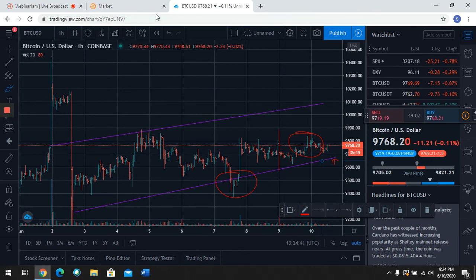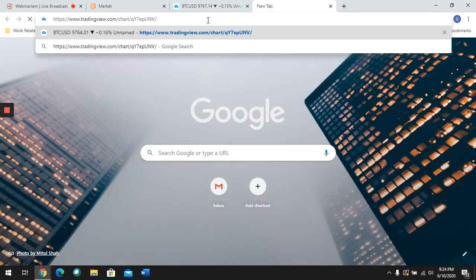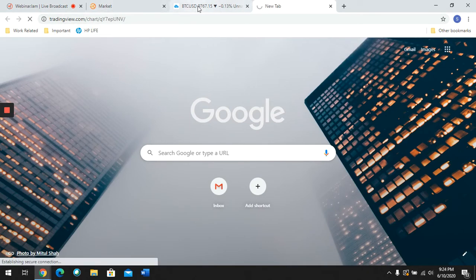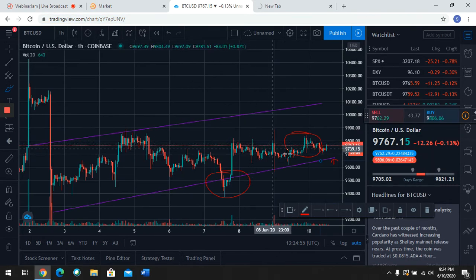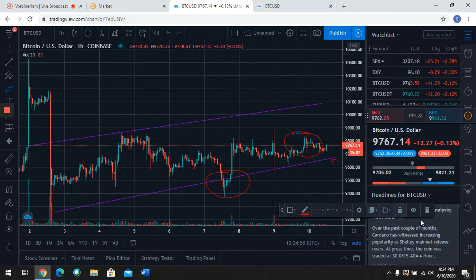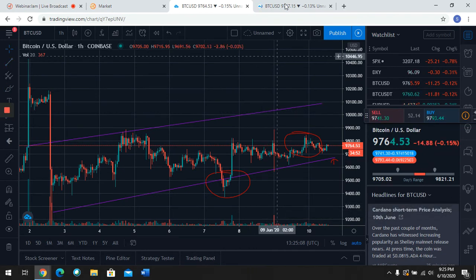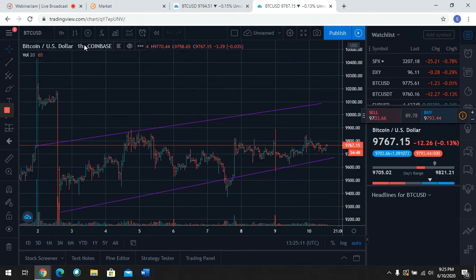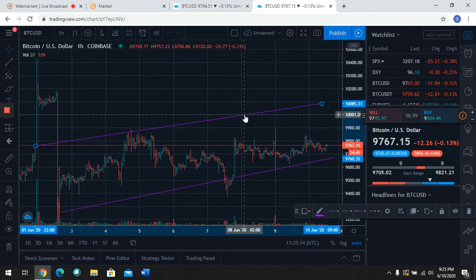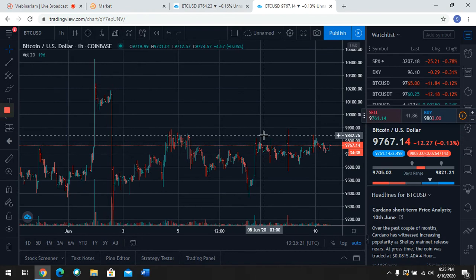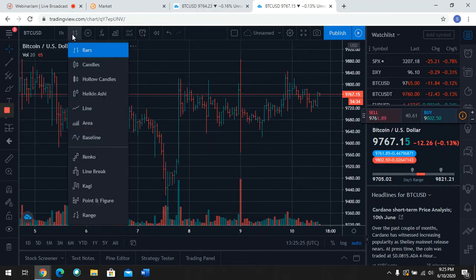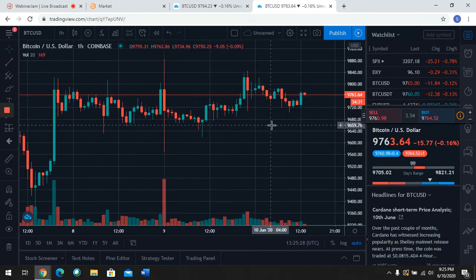Now let's move into candlesticks. Let me just clear up for you guys. Just give me a moment. Okay, so now we have candlesticks. This is still under bar. Candlesticks give you a clearer picture.